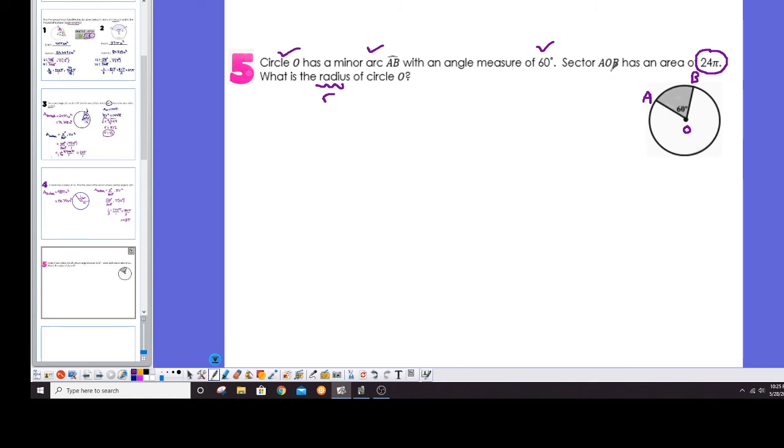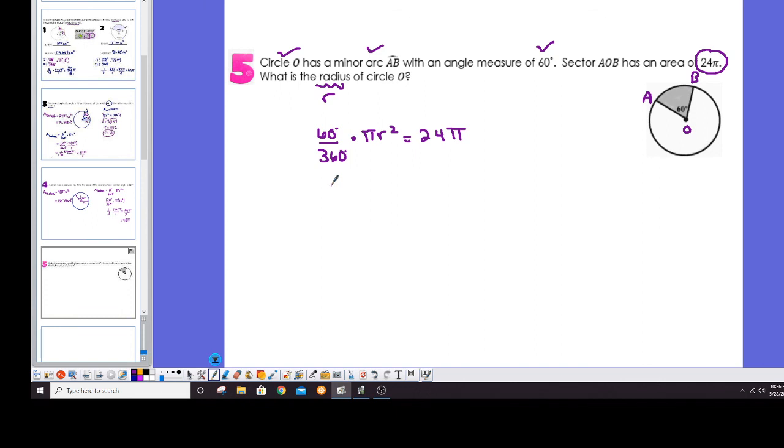Okay, so we're given this key information. Sector AOB has an area of 24 pi. So that means part to whole, 60 of 360, times pi r squared, we don't know what R is, equals 24 pi, right? This is the formula for the area of a sector. We know that the sector we're looking for is 60 degrees and times the area of the whole circle. And they gave us that information. So now what we need to do is simplify this side here and then solve for R.